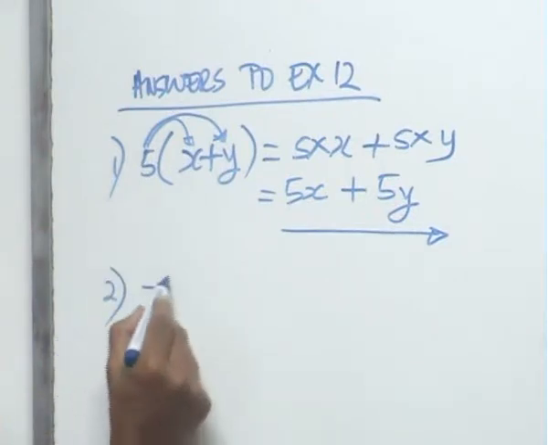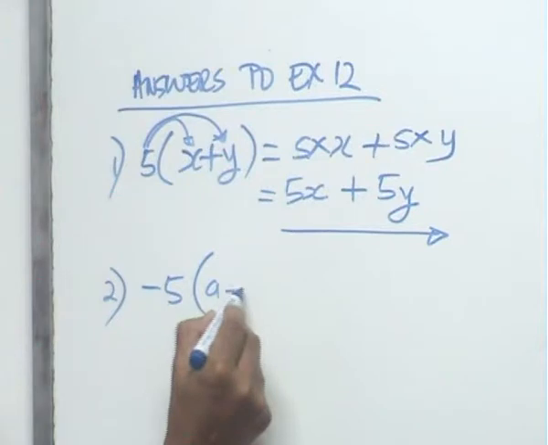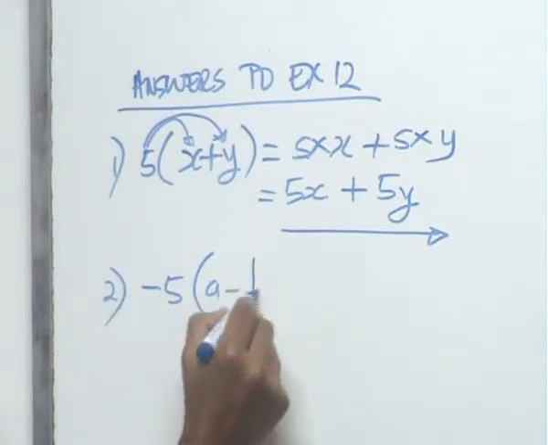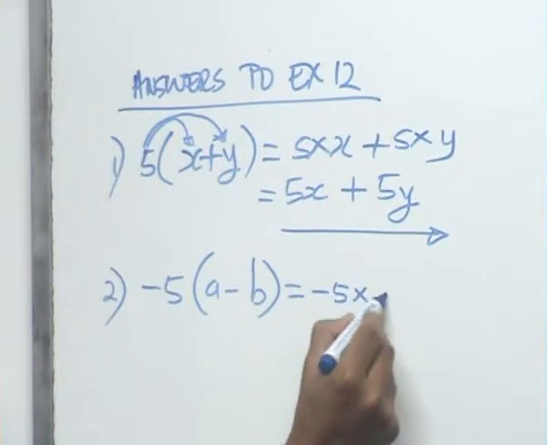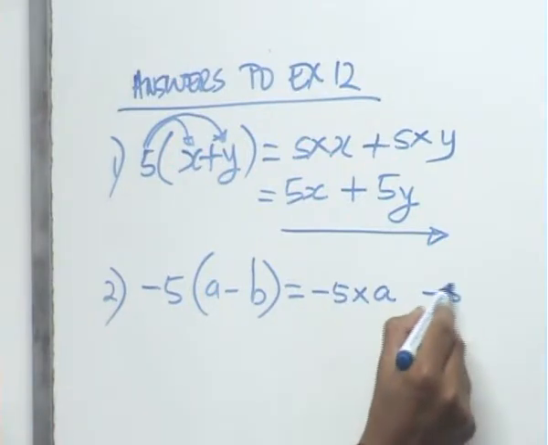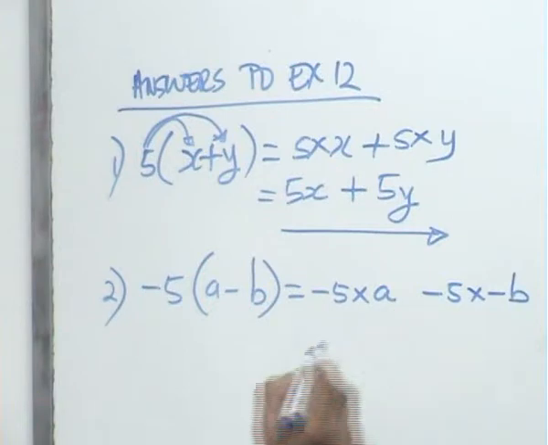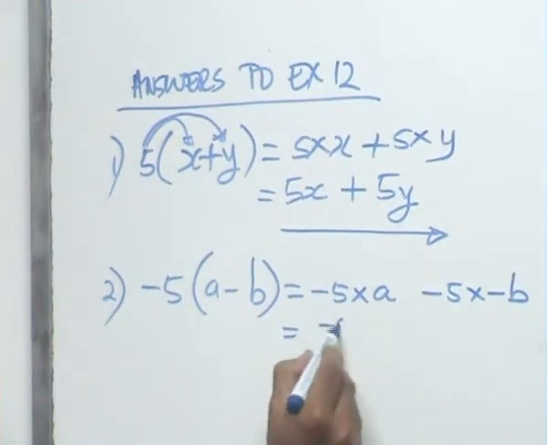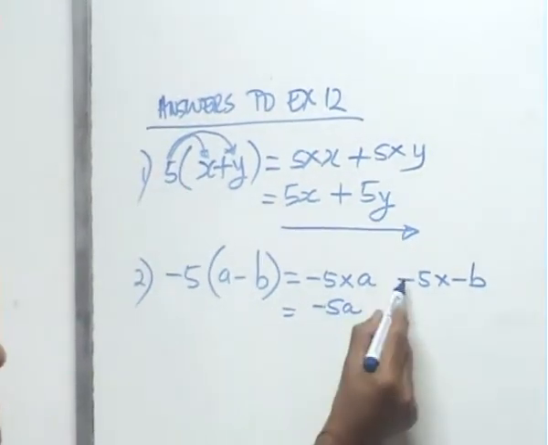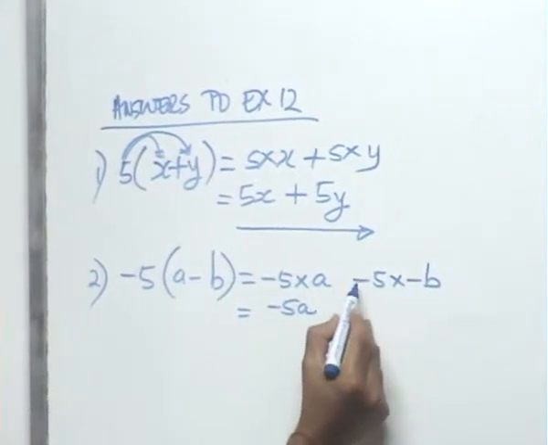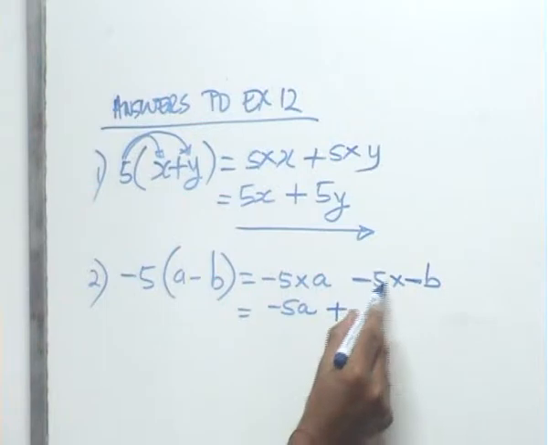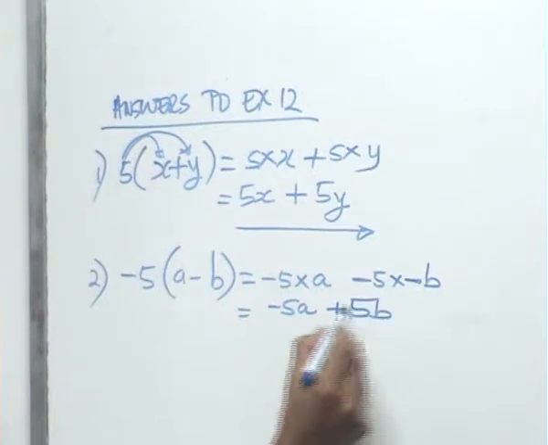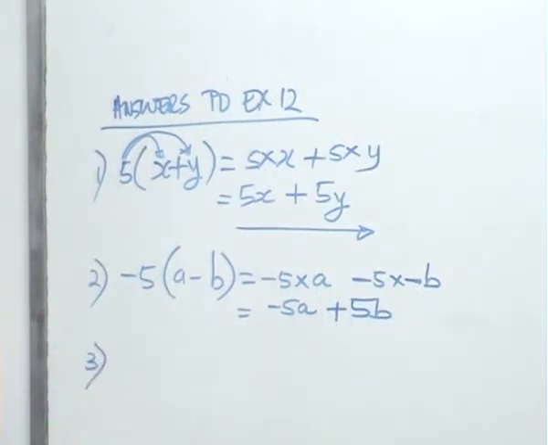Number 2, minus 5 into A minus B. So it will be minus 5 times A minus 5 times minus B. Minus 5 times A is minus 5A. Minus 5 times minus B. Now watch. Minus times minus will give you plus. 5 times B, 5B.